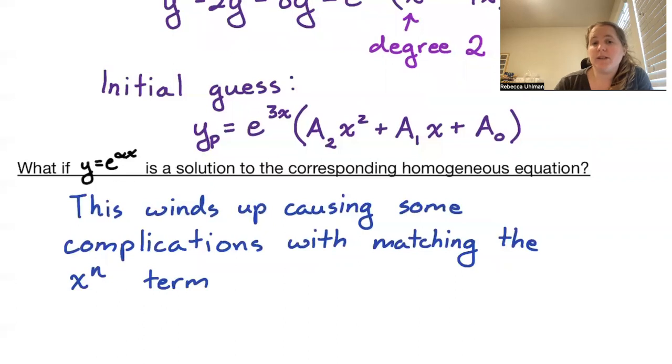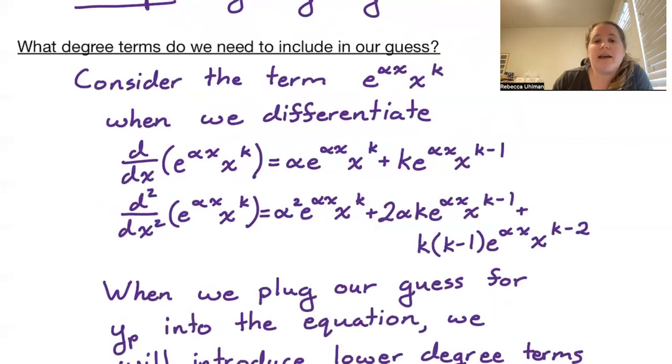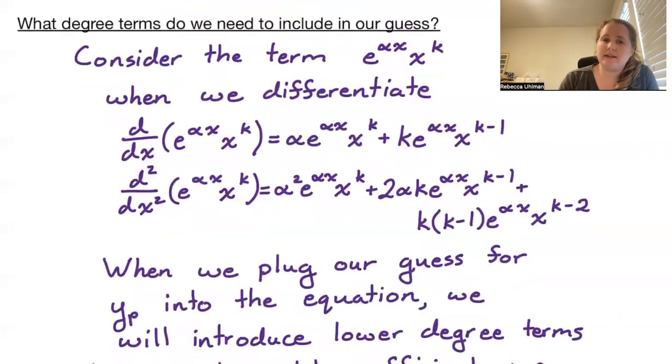So when we take the derivatives, if we look back at what happened to our e to the alpha x to the k term, right? We never went up a degree. We stayed the same or went down in terms of what terms were included in each of our derivatives. So the only term that can result in an x to the n term in either of its derivatives is the x to the n term.